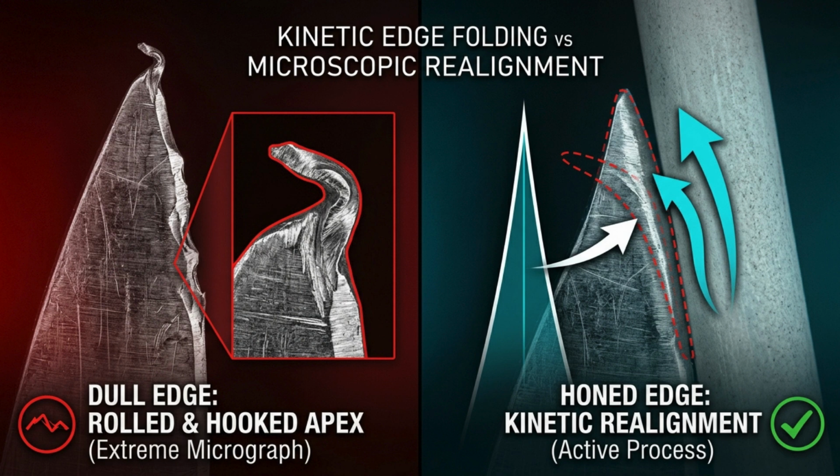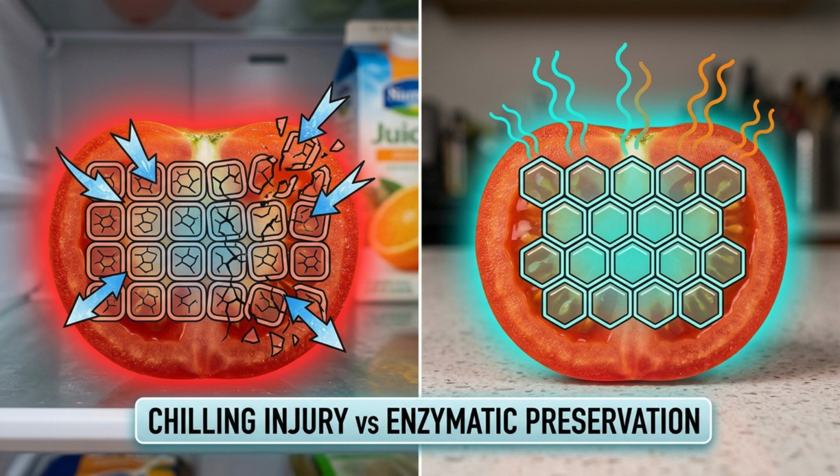Microscopic edge realignment, kinetic edge folding. A knife does not quickly lose its edge. The microscopic steel apex simply folds over under repeated kinetic impact against the cutting board. Using a honing steel does not remove metal. It physically bends the unyielding steel apex mathematically back into absolute dead center.